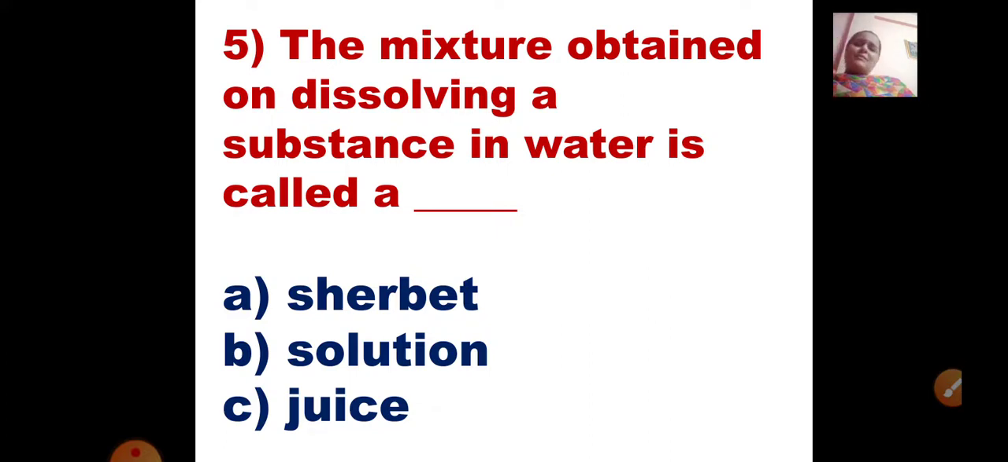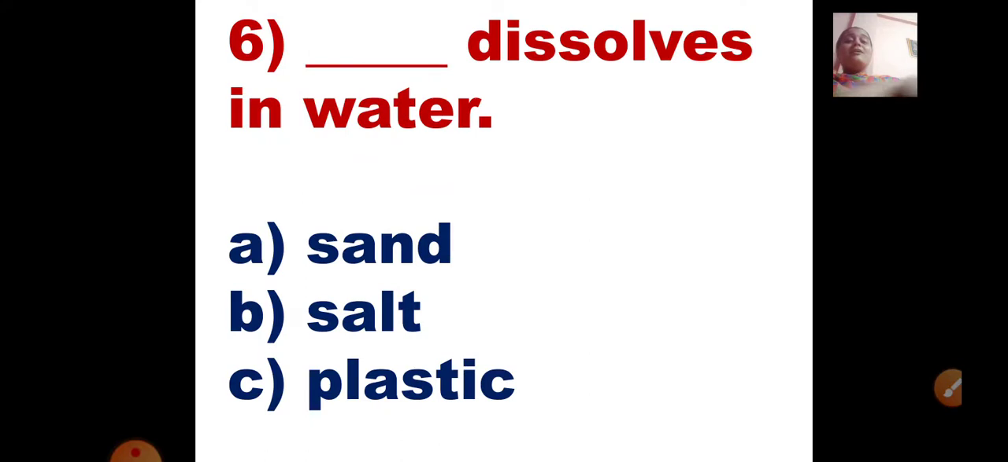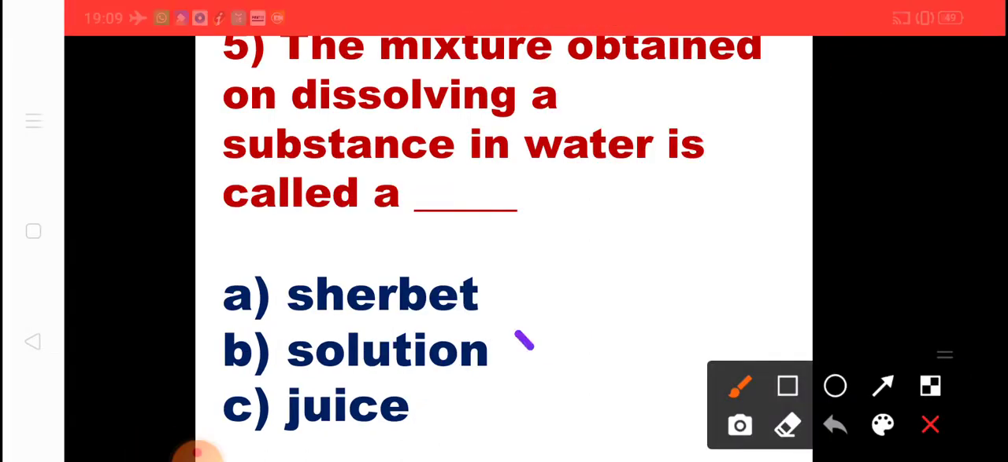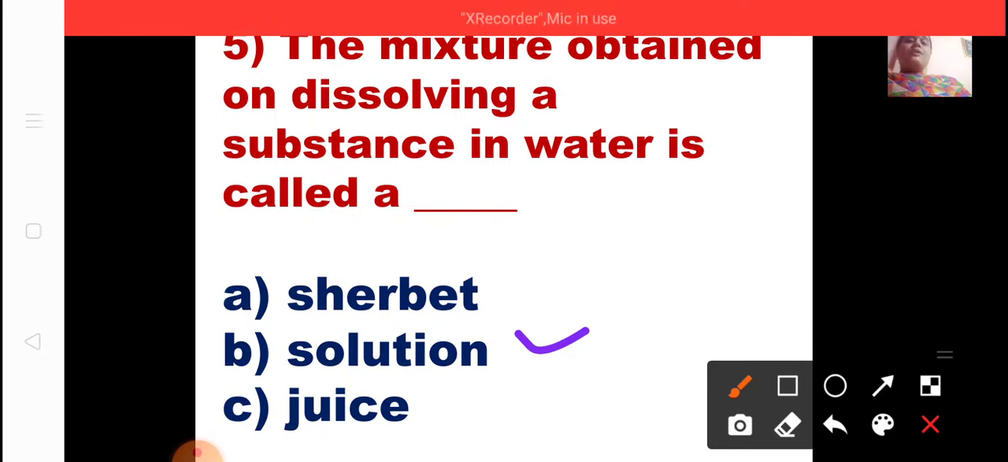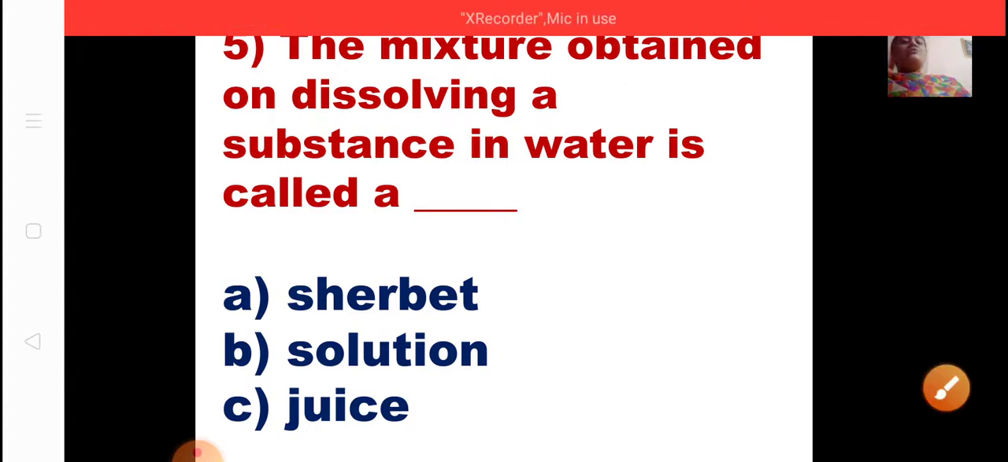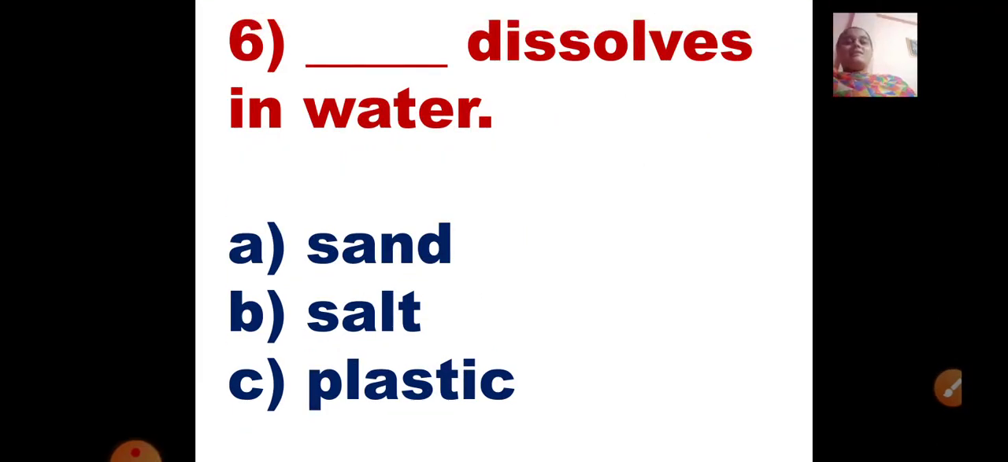So it cannot be juice, it cannot be sharbat. So it is definitely the D option, that is solution. So the mixture obtained on dissolving a substance in water is called a solution. Okay, when you mix two substances together in water, it is definitely called a solution. Now look at the sixth one.